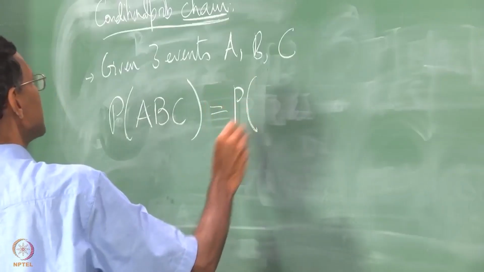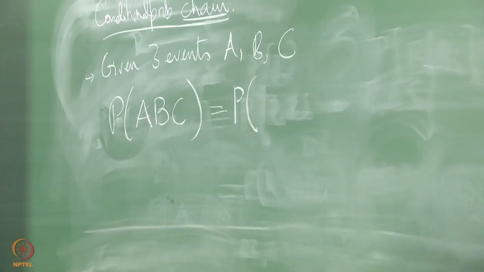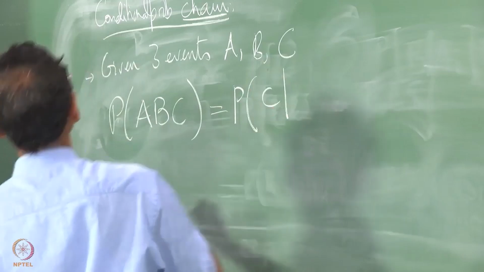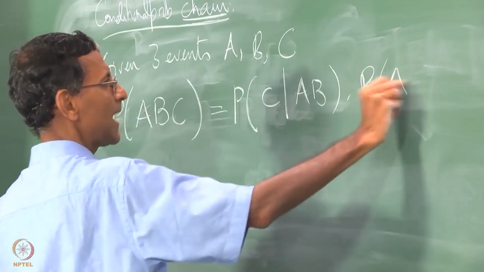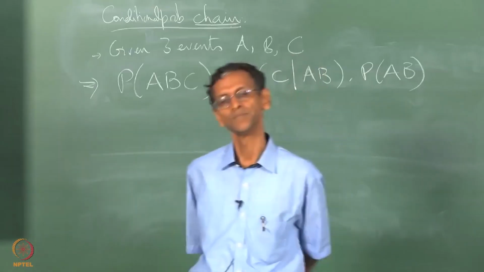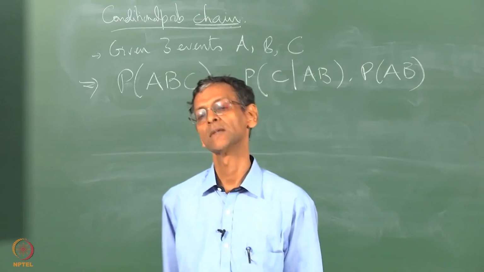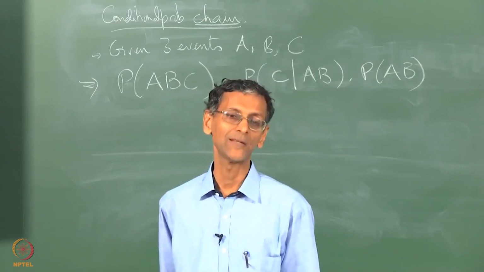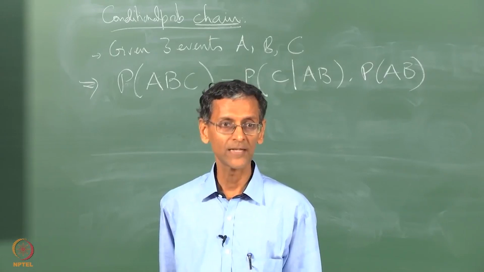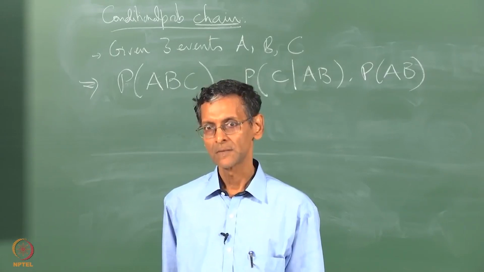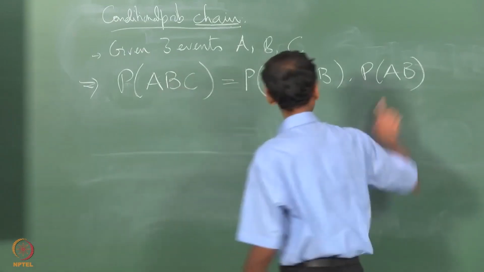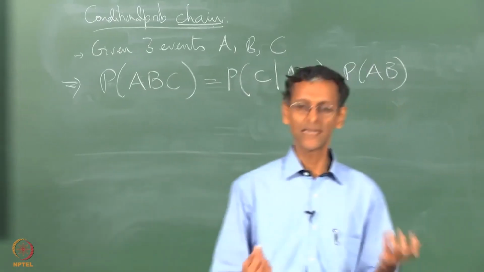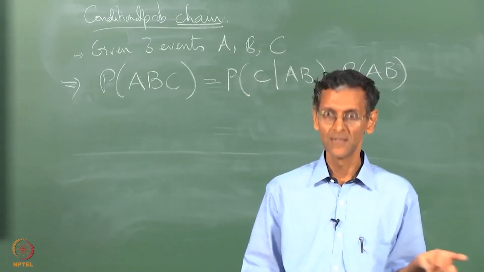One way of simplifying this is to condition on the event AB. So I can condition on AB and get P of C given AB times P of AB. This is exactly by definition, assuming that the probability of ABC is non-zero, and the probability of AB cannot be 0 either. So we are assuming that all the conditioning events have some positive probability, not 0. In turn, this P of AB can itself be written as P of B given A into P of A. It is one way.